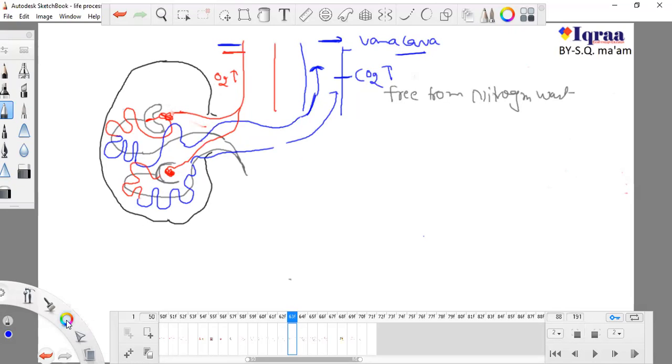So this red part, the oxygen rich part, is bringing nitrogen waste rich blood and oxygen rich blood, and this is taking blood which is rich in CO2 and free from nitrogen waste. Now tell me if you understand this, or I will tell you something else, or if you have any confusion, or if you are done with this.